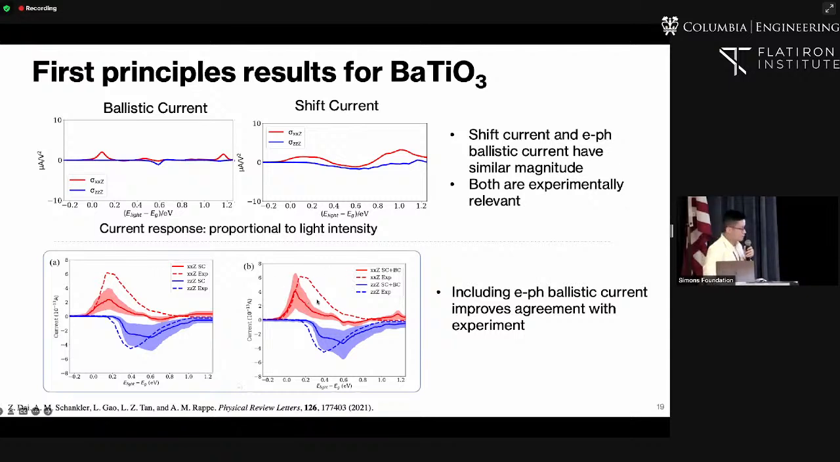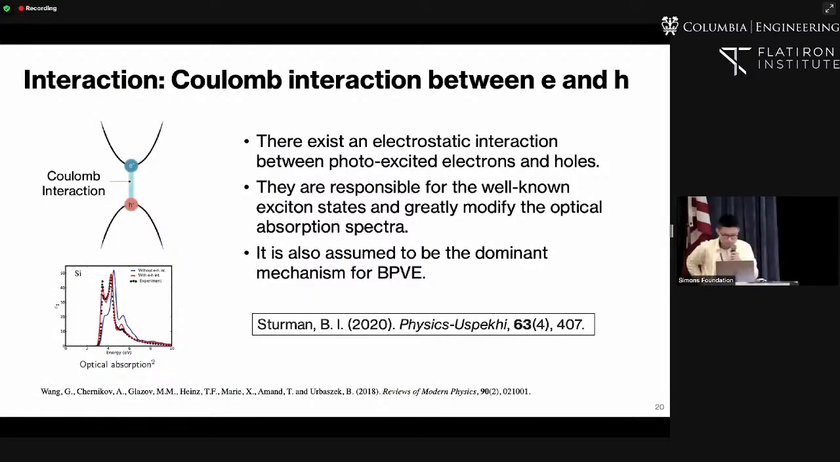So we are motivated to further investigate if other scattering processes could also contribute to the ballistic current, so that it can further improve the theoretical description of the bulk photovoltaic effect. So we move on to study the electron-hole interaction via the Coulomb interaction. I don't have to say too much about this because it is well known that this effect will give rise to the exciton effect. But I want to emphasize that this electron-hole Coulomb interaction was assumed to be the dominant mechanism for the bulk photovoltaic effect. So in this paper, we want to examine if this is true or not.